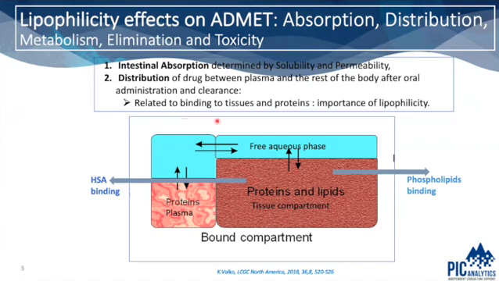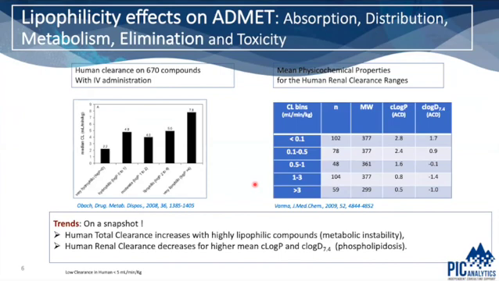In terms of absorption, the intestinal absorption is determined as a product of solubility and permeability. So you can really quickly understand how the lipophilicity will also impact the absorption. Then we have this effect on the metabolism and clearance. We know that in first pass metabolism, a compound that has a high lipophilicity will metabolize, will oxidize a lot.